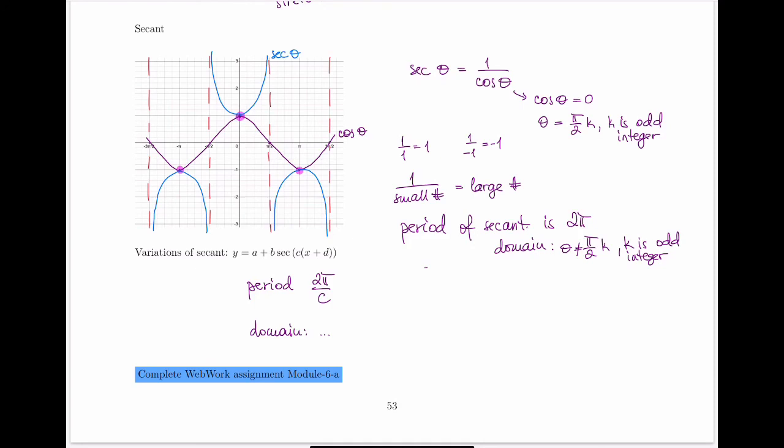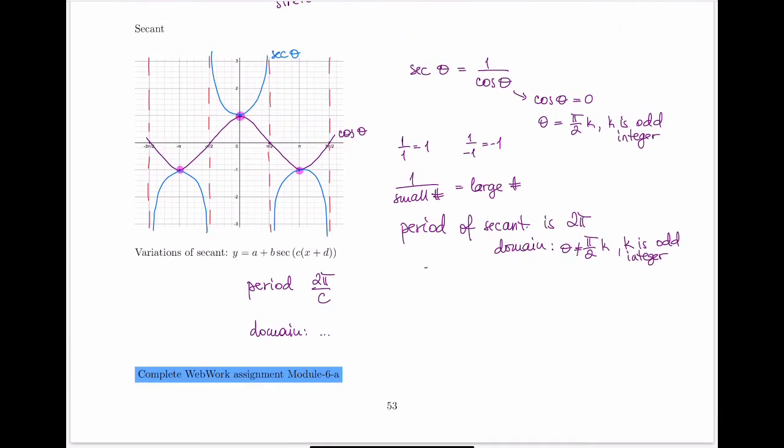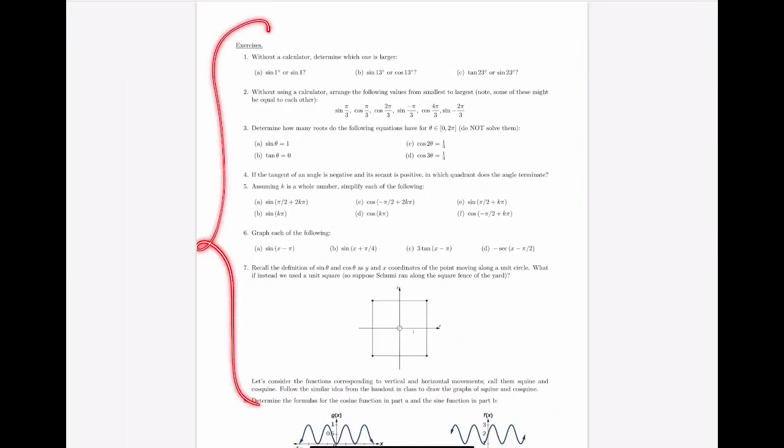Please take a look at Webwork Assignment Module 6a. Trigonometry is one of the many things that requires a lot of practice to really get comfortable with, but you will reap huge benefits of that once you enter calculus. There's also a bunch more exercises that follow this section that allow you to work on your understanding of the definitions of the basic trigonometric functions, so I encourage you to do those as well.